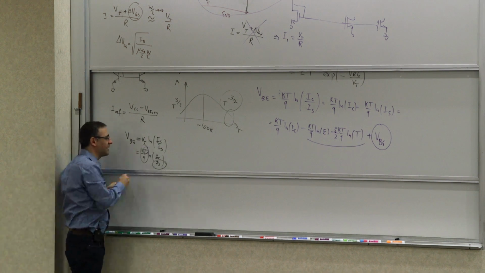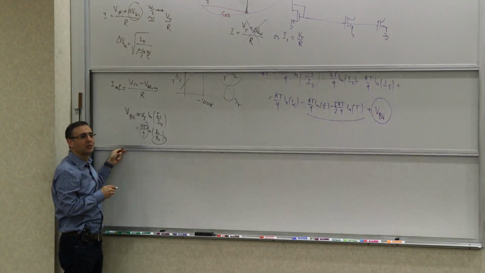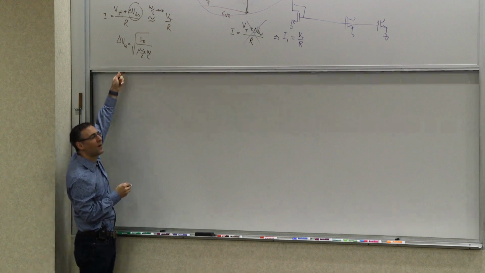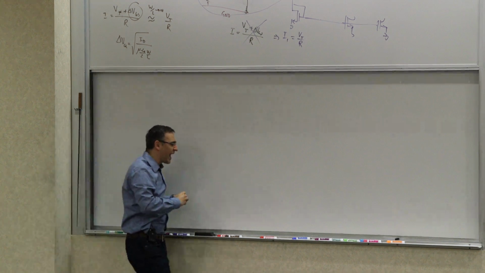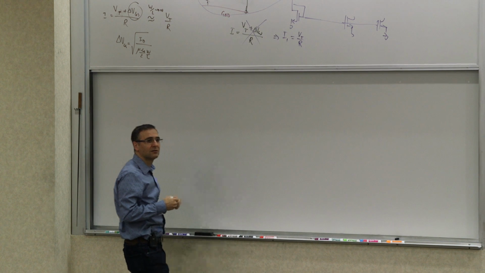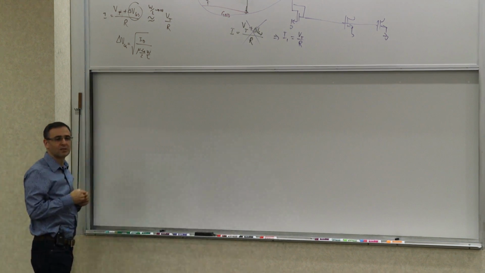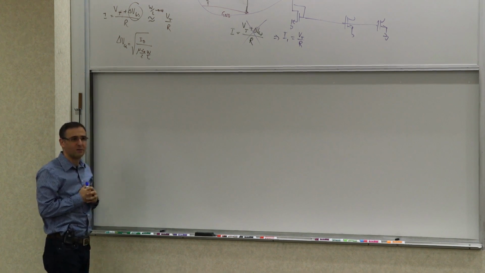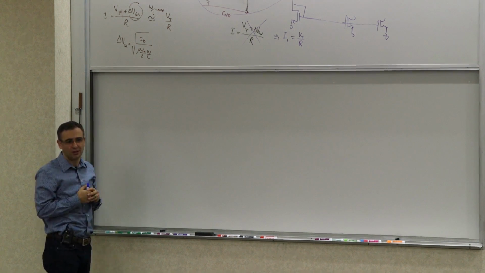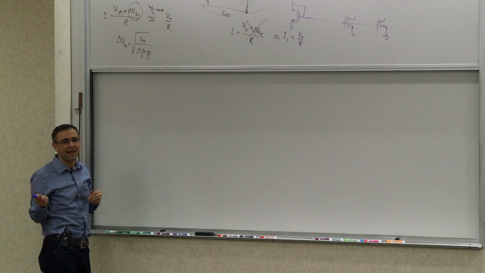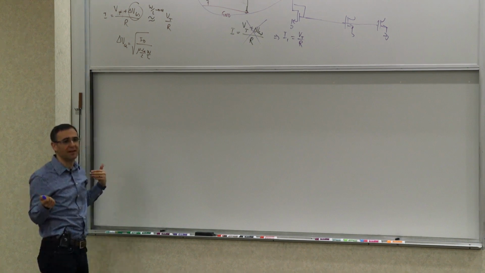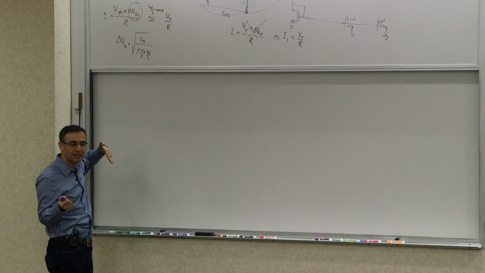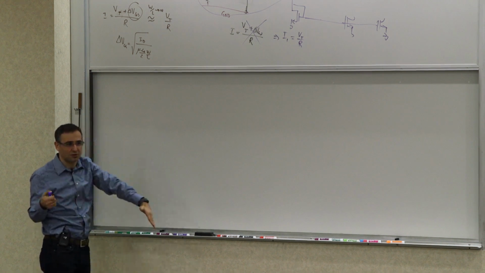It's this guy, right? KT over Q. The question is, can we come up with a way to generate or extract this KT over Q and use it for generating a reference? Let's call it the VT reference, or it's also sometimes called PTAT, proportional to absolute temperature. You may see PTAT. And you may see CTAT, which means complementary to absolute temperature, which would be like VBE. It goes down with temperature.